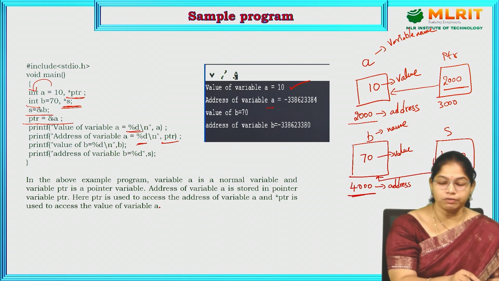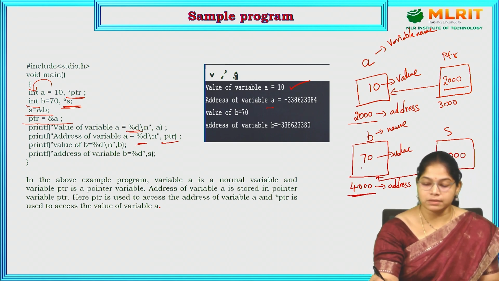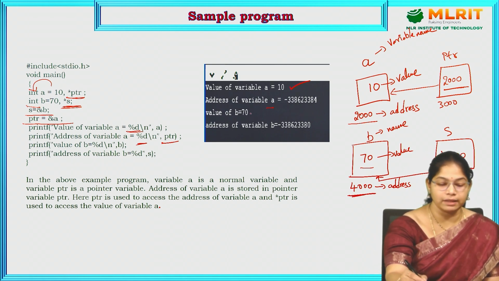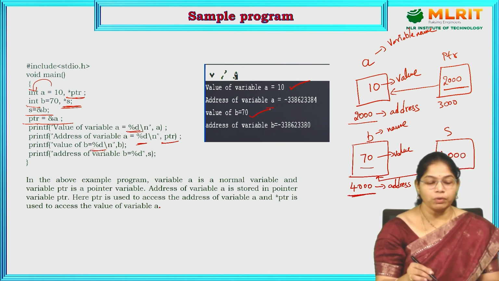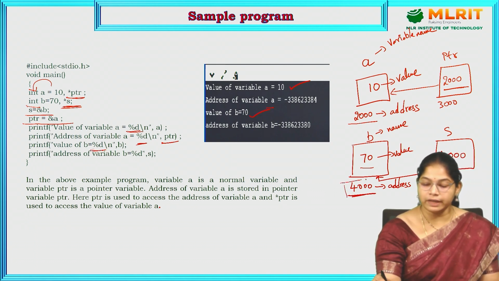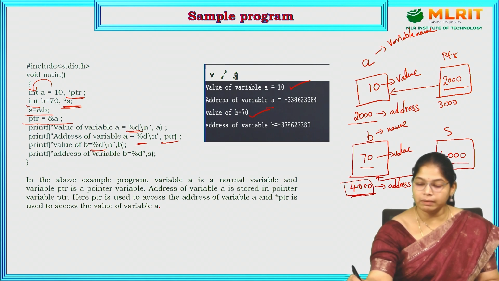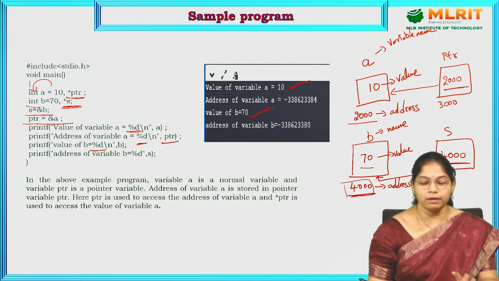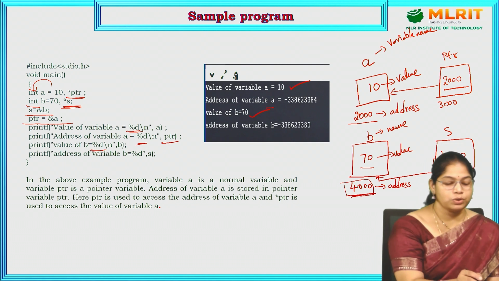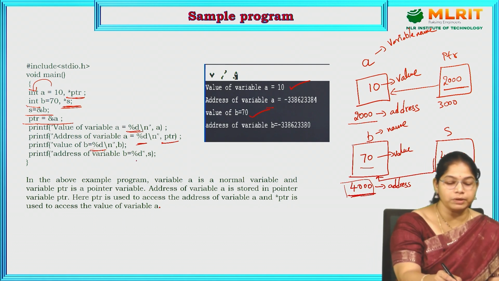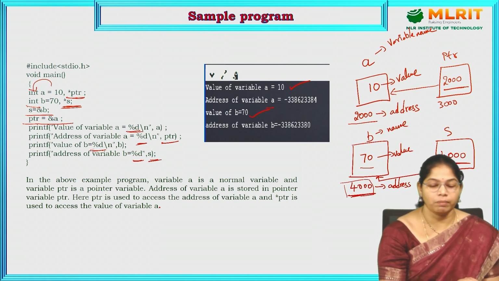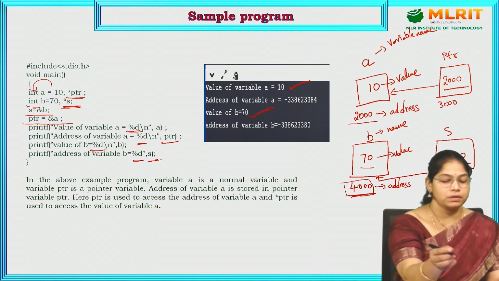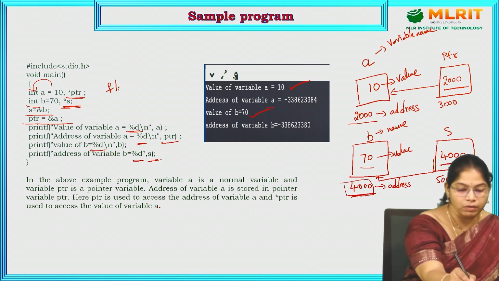Then the value of B is 70. If I want to print that, then value of B %d. If I want to print the address of the variable B, the address of B is stored in pointer variable S. So address of variable B is equal to %d, because pointer S is also of type integer. So %d, comma S.